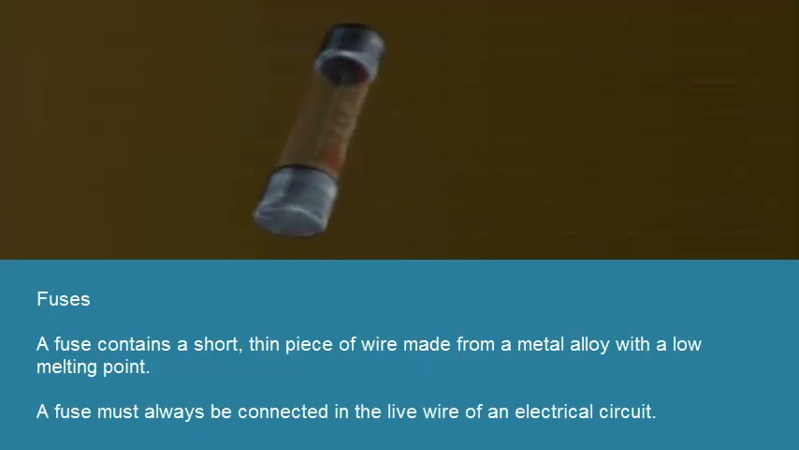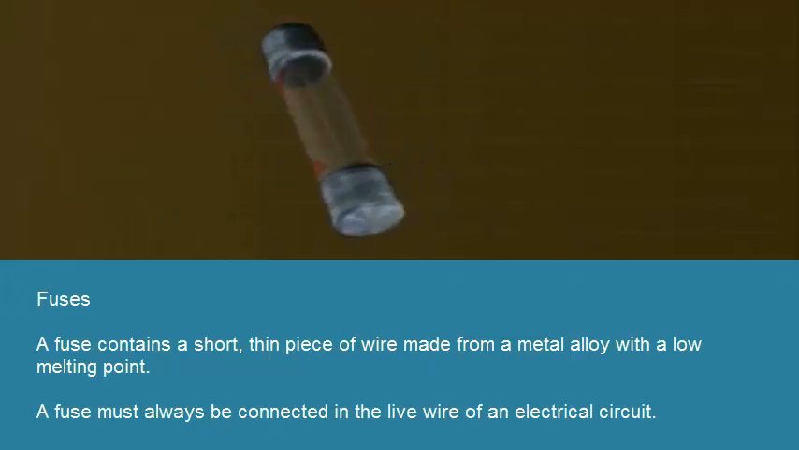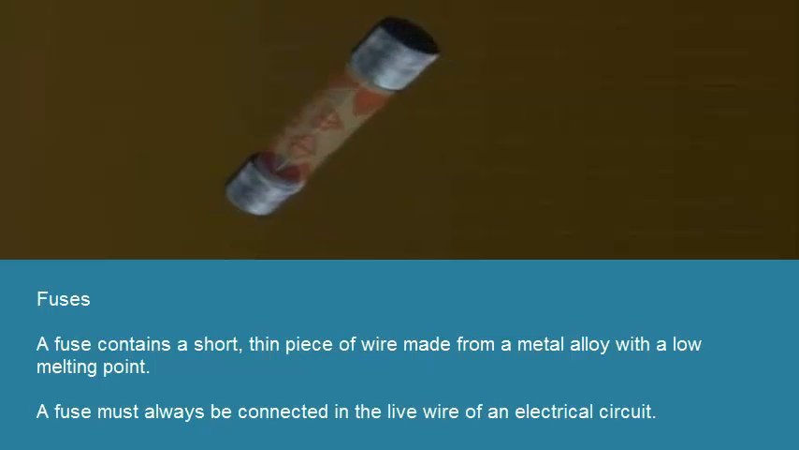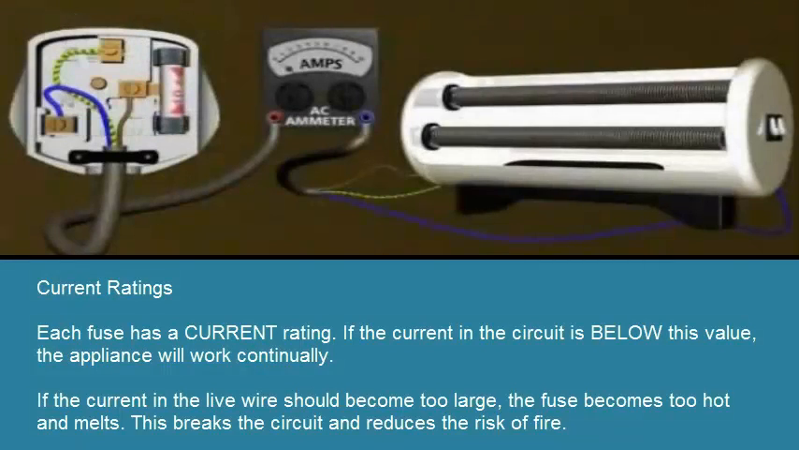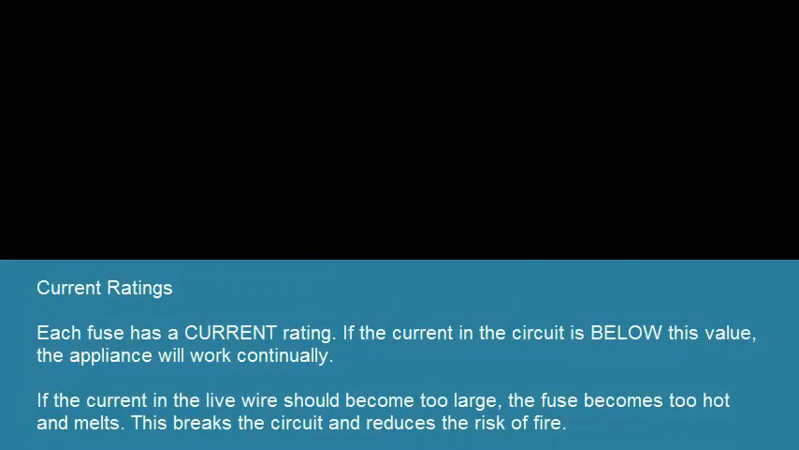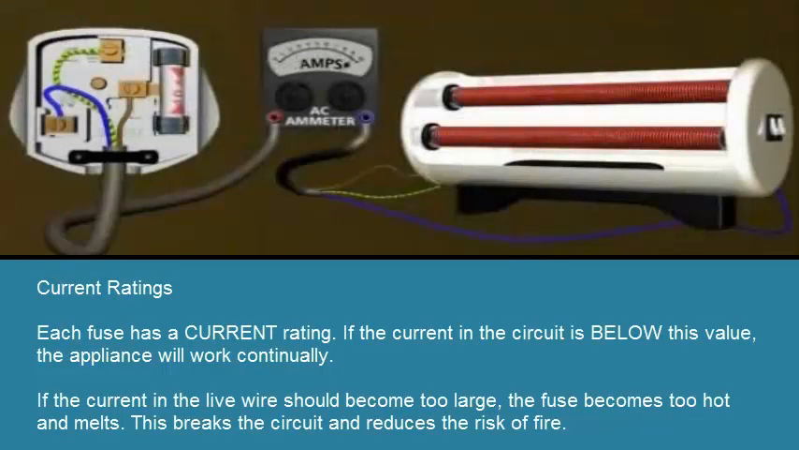A fuse contains a short, thin piece of wire made from a metal alloy with a low melting point. A fuse must always be connected in the live wire of an electrical circuit. Each fuse has a current rating. If the current in the circuit is below this value, the appliance will work continually. If the current in the live wire should become too large, the fuse becomes too hot and melts. This breaks the circuit and reduces the risk of fire.